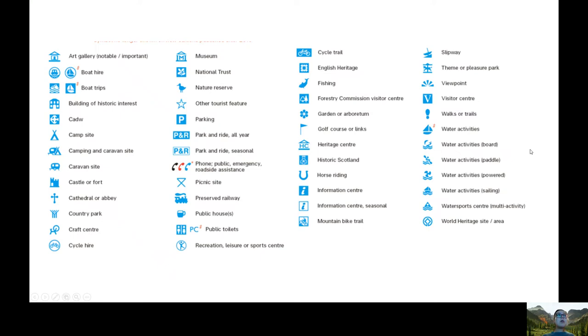Okay, here are some more examples of symbols you might find on an Ordnance Survey map. Please pause this video now if you want to have a closer look at these, or feel free to come back to look at them later on.